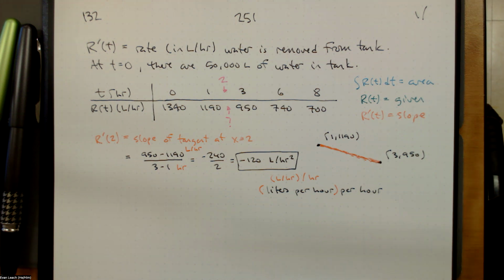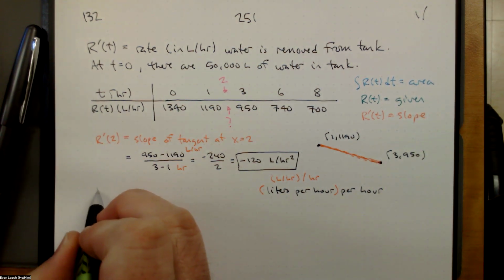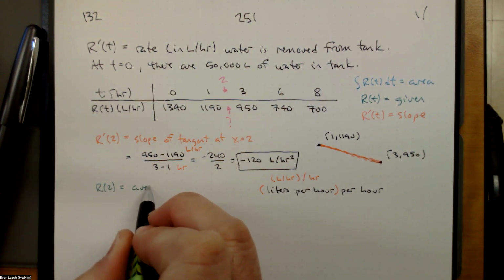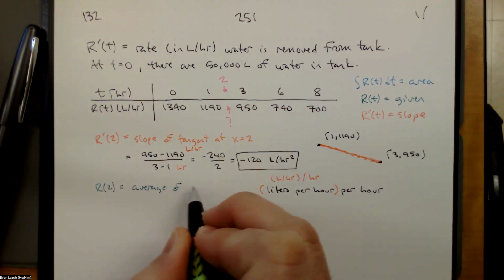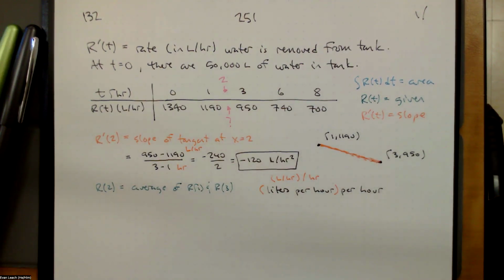Now we'll do the same. We could use the same approximation for R of 2. We don't know what's going on at 2. We know what's going on at 1 and 3. 2 is halfway in the middle, so we just figure out what's halfway between 1190 and 950. So for R of 2, we'll continue to think linearly and just find the average of R of 1 and R of 3. Figure out what's halfway in between.